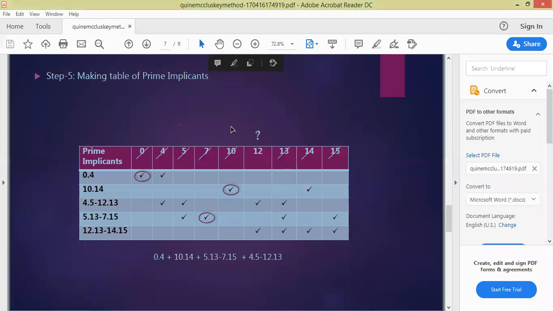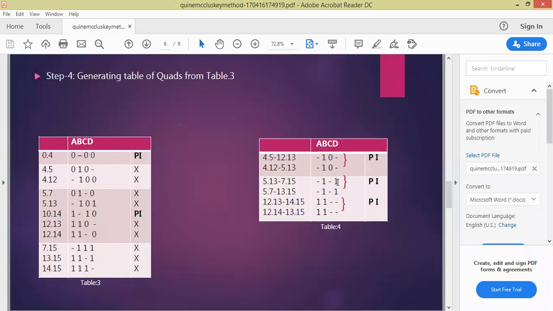Now further, if we see in table 4, no further grouping can be done over here. They cannot be grouped further, so they have been indicated as PI, that is prime implicants. If you consider these groups, the numbers are repeated: 4, 5, 12, 13, then 5, 7, 13, 15, and 12, 13, 14, 15. These are considered as prime implicants. So how many prime implicants are there? 1, 2, 3, 4 and 5.